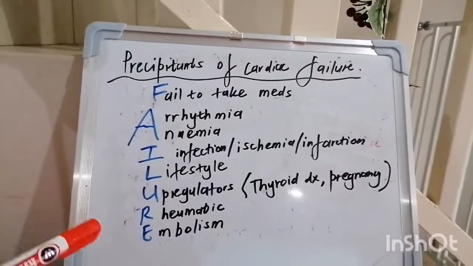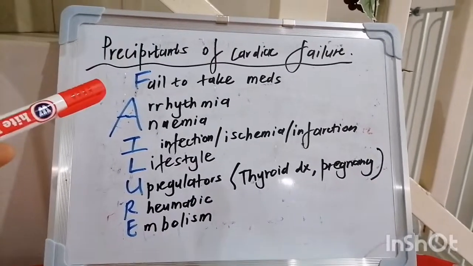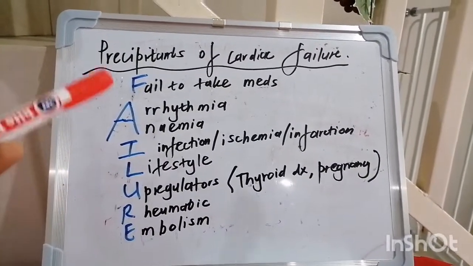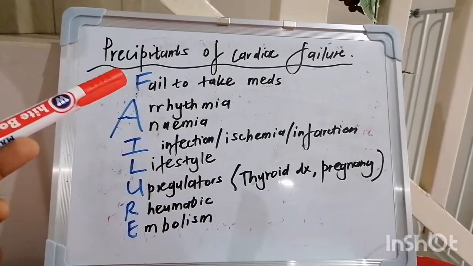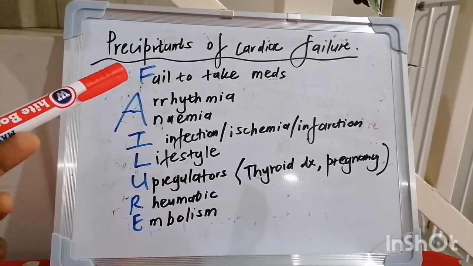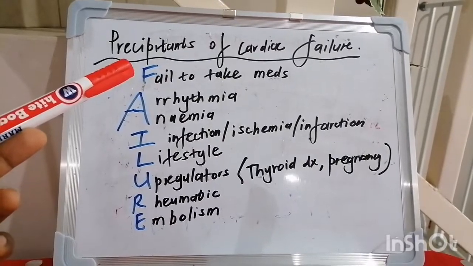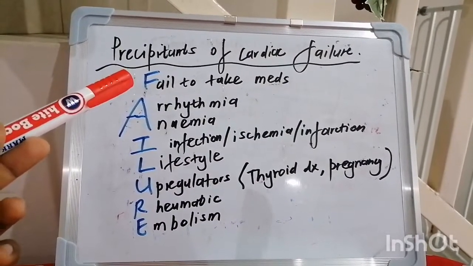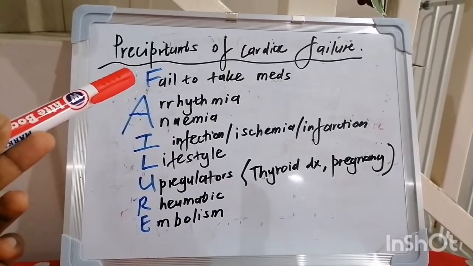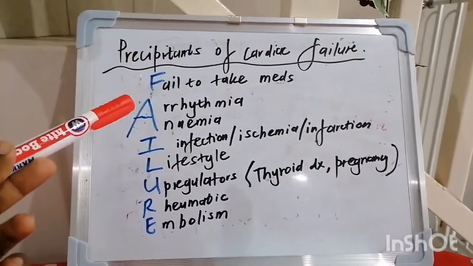Okay, so let's dig into this, guys. So the first portion has to do with F, which is these patients fail to take their medications. These are patients with known LV dysfunction who are on diuretics and ACE inhibitors and beta blockers and aldactone and ivabradine and ARNIs, and they just fail to take the medications, so it speaks to non-adherence, right?